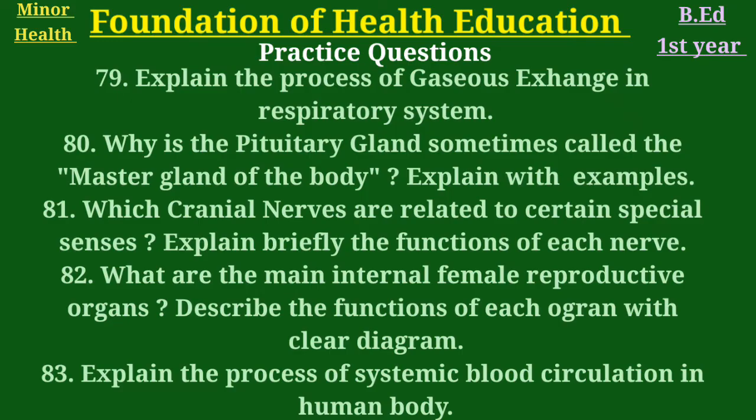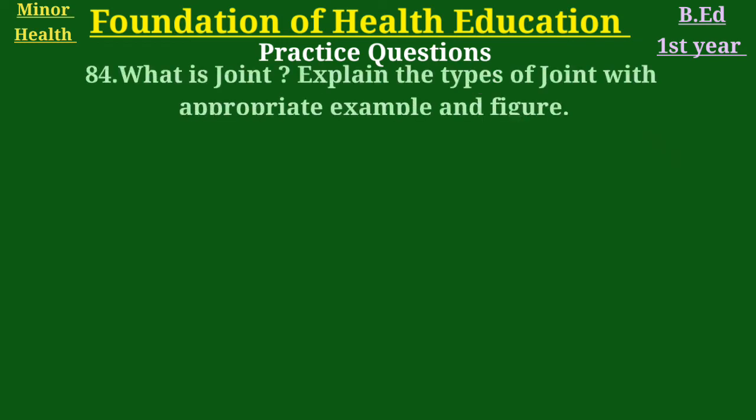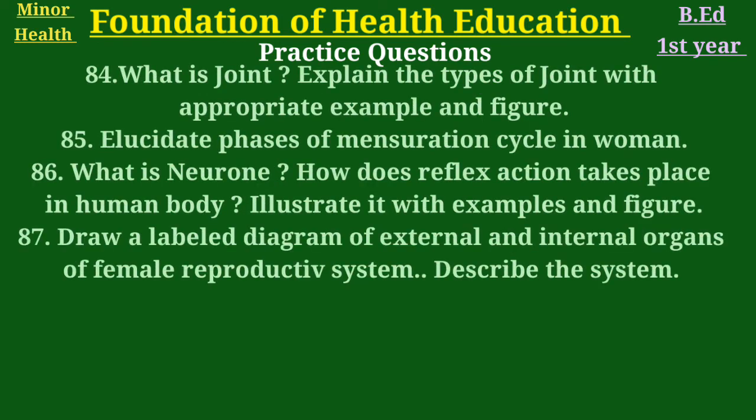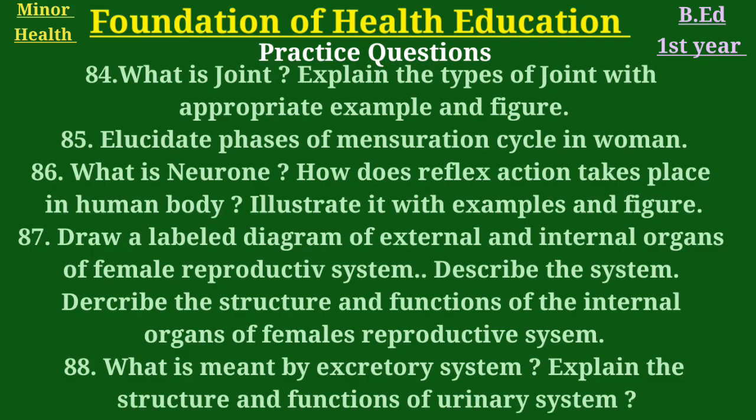What are the main internal female reproductive organs? Describe the functions of each organ with clear diagram. Explain the process of systematic blood circulation in human body. What is joint? Explain the types of joint with appropriate example and figure.